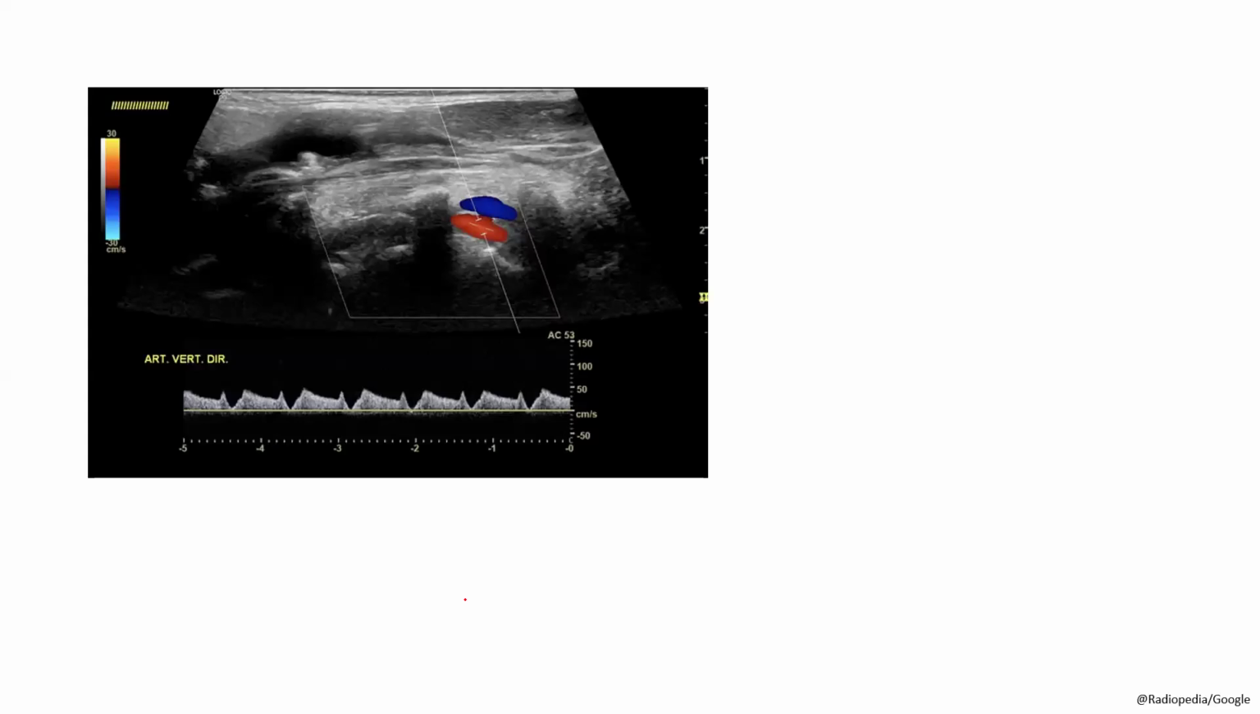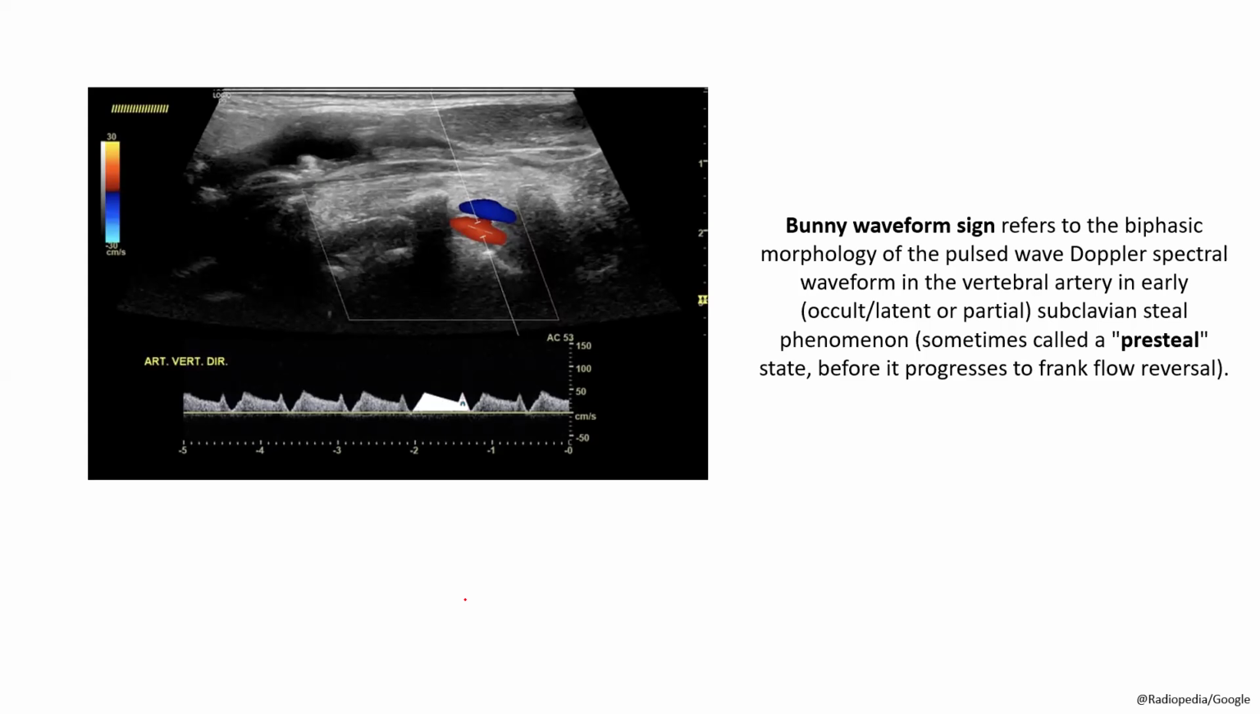What is this sign? This is bunny waveform sign, which is basically biphasic morphology of vertebral artery Doppler, and it indicates subclavian steal phenomenon. When the subclavian steal is not obvious, it is partial or it is occult or it is in the process of occurring. So this is pre-steal state of the subclavian steal. There is abrupt drop in the systolic flow, and then again it is rising. So this is giving a characteristic bunny waveform sign of pre-steal in the subclavian steal syndrome.